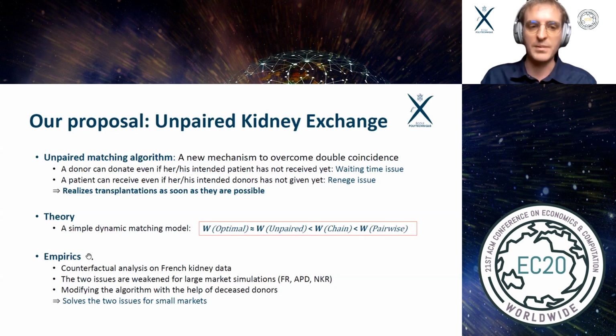And then we have an empirical part where, using data from French kidney exchange, we perform counterfactual analysis. And we show that the two issues that I mentioned are strongly weakened in a large market simulation. So we use French data or also replicate pools in the US, such as APD and NKR. And we also propose a modification of the algorithm with the help of deceased donors to solve the two issues for small markets in terms of waiting time.